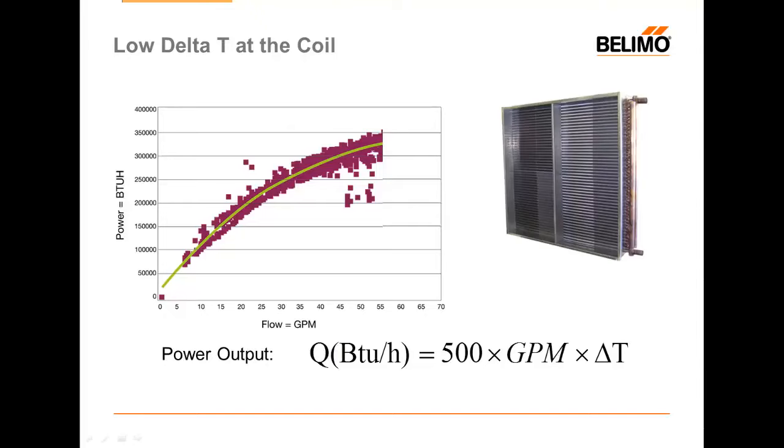This curve is governed by the following formula. Power output equals 500 times the GPM times the delta T. So you can see that the load into this space is dependent on both flow and delta T.